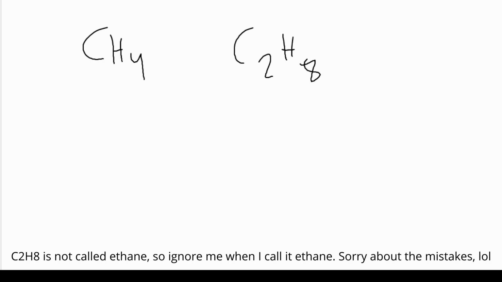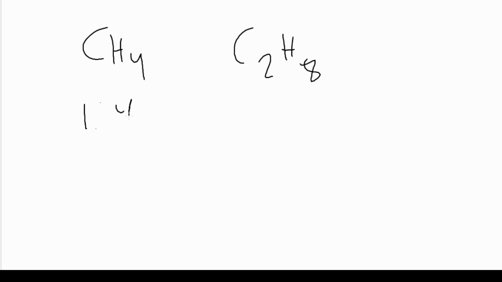Now, the last thing you need to know for this unit is empirical and molecular formulas. So let's take a look at CH4, which is methane, and C2H8, which is ethane. These have different proportions of elements, right? Methane has a 1 to 4 proportion, ethane has a 2 to 8. They're different proportions. But if you're savvy in math, you can tell that 2 to 8 reduces to 1 to 4. So we can reduce 2 to 8, and it can become 1 to 4. So let me do that right here. So it can become 1 to 4, right?